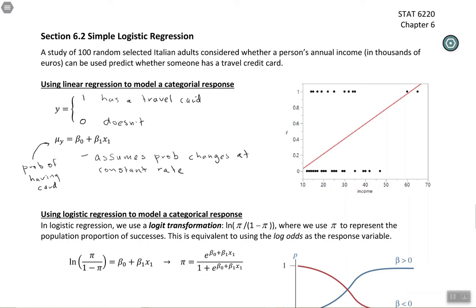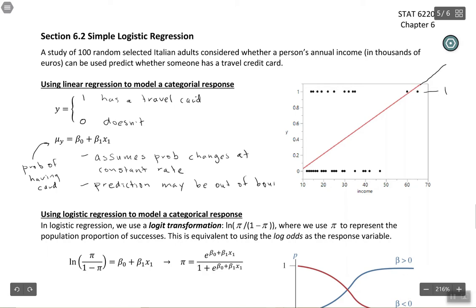The other problem is that your predictions can get out of bounds, right? You can already see here a little bit that it's past 1, and if incomes went up, it would just keep going. But if we're interpreting this as a probability, it doesn't make any sense to have predictions that are above 1 or less than 0. So this is another problem with this model, that the prediction may be out of bounds, and by that we mean less than 0 or more than 1.